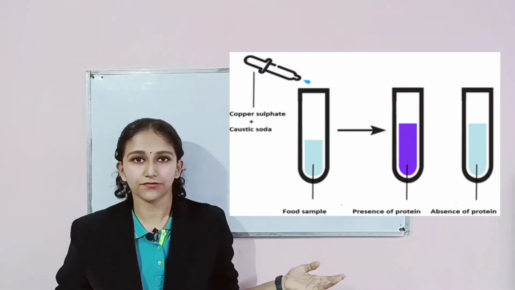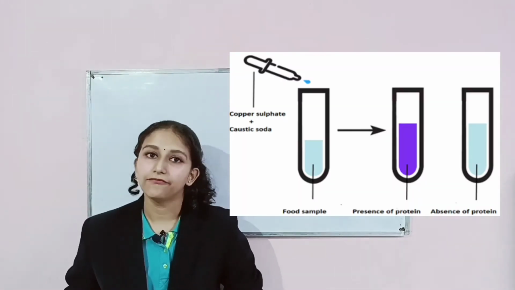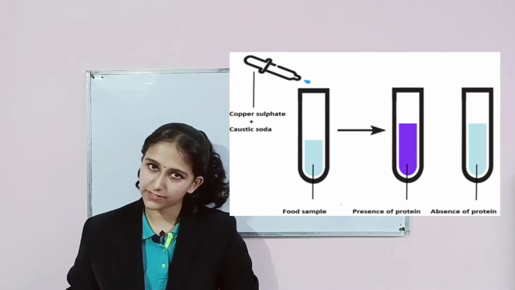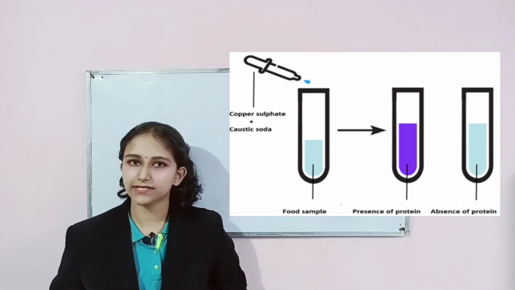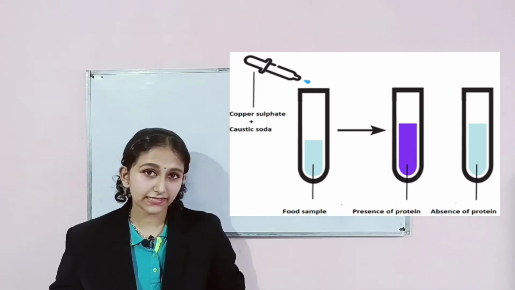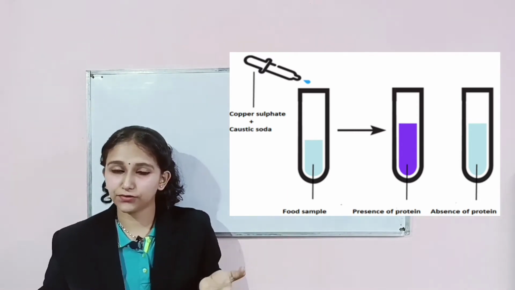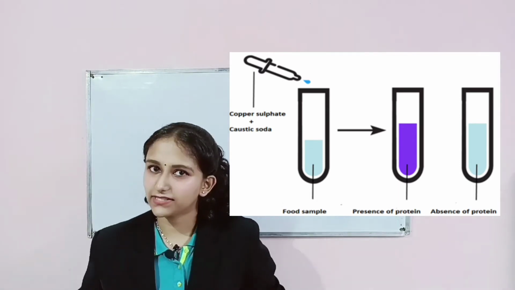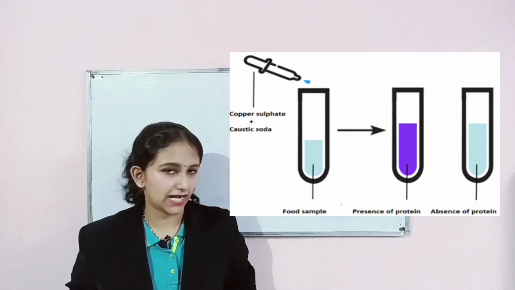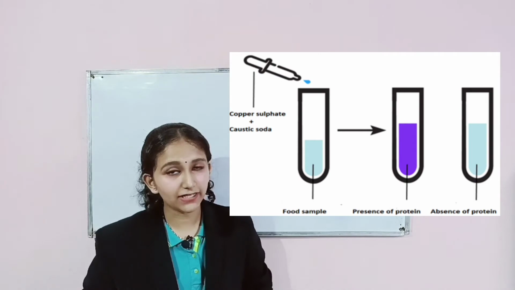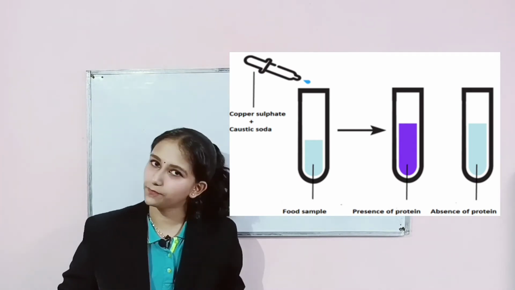To check the presence of protein, we take a food item, we add a few drops of copper sulfate and a few drops of caustic soda solution. And then we shake the test tube or the dish where we have taken the food item, and if it turns violet color, then yes, protein is present. And if it doesn't turn violet color, that means protein is not present.